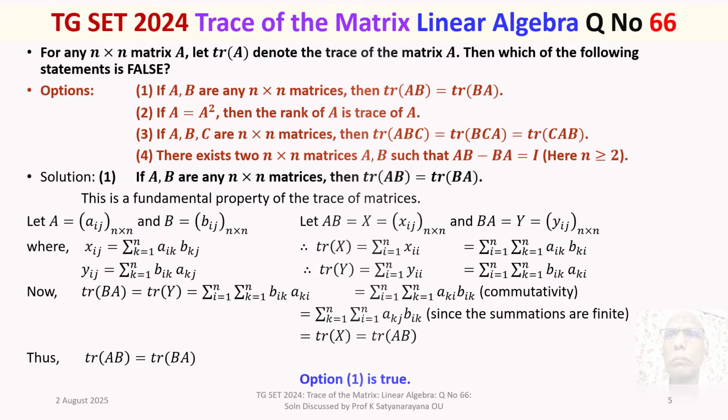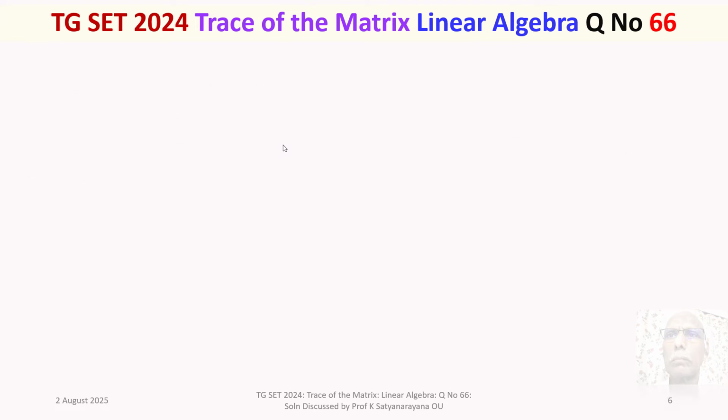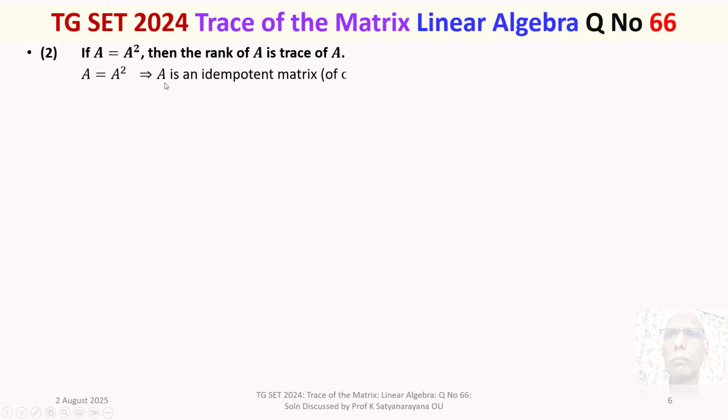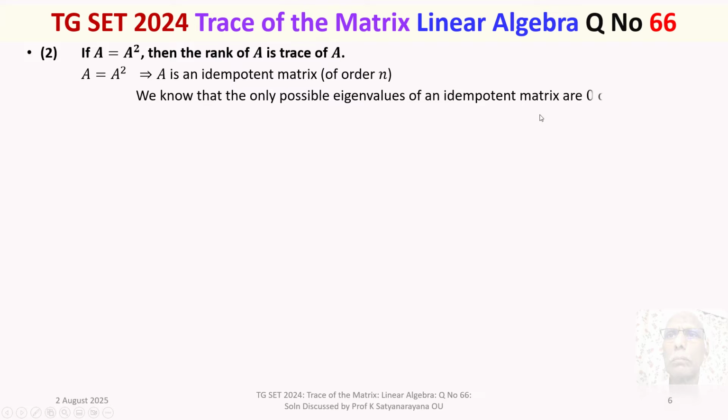Right. We move on to the next option, option 2. If A is equal to A squared, then the rank of A is equal to the trace of A. Right. Now, A is equal to A squared implies A is an idempotent matrix of order n. We know that the only possible eigenvalues of an idempotent matrix are 0 and 1.